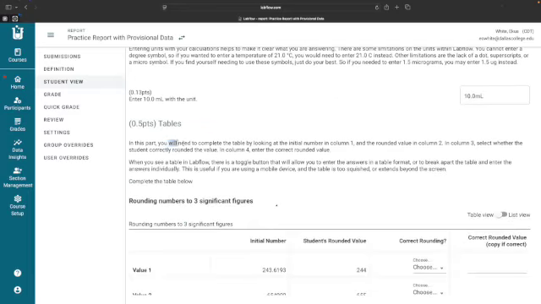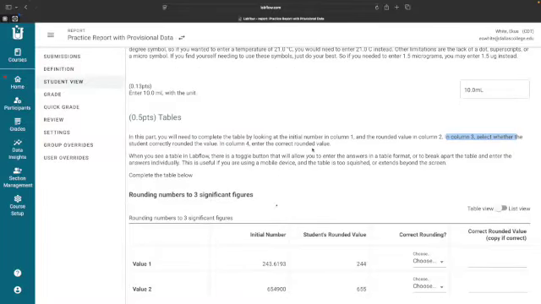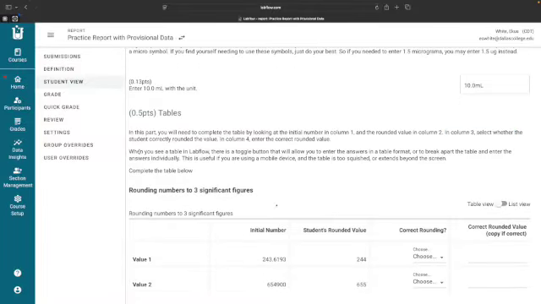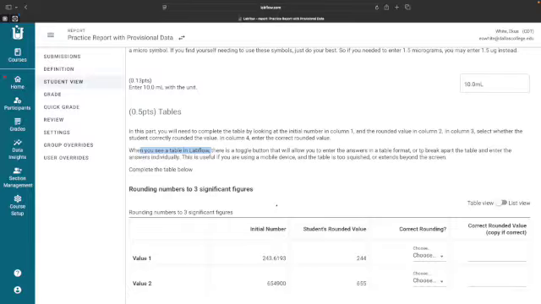In this part, you will need to complete the table by looking at the initial number in column 1 and the rounded value in column 2. In column 3, select whether the student correctly rounded the value. In column 4, enter the correct rounded value. Ooh, I hope I do well on this one. When you see a table in Labflow, there is a toggle button that will allow you to enter the answers in the table format or to break apart the table and enter the answers individually. This is useful if you're using a mobile device and the table is too squished or extends beyond the screen.